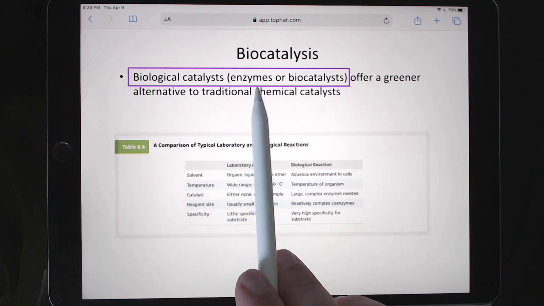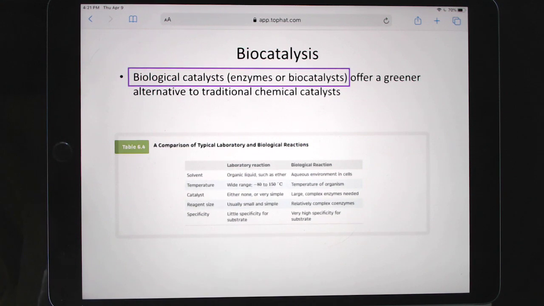The enzymes, okay, those are actually no different than any other catalyst. So that's all you need to know. They're just biological catalysts, but they just speed up the reaction by lowering the activation energy.